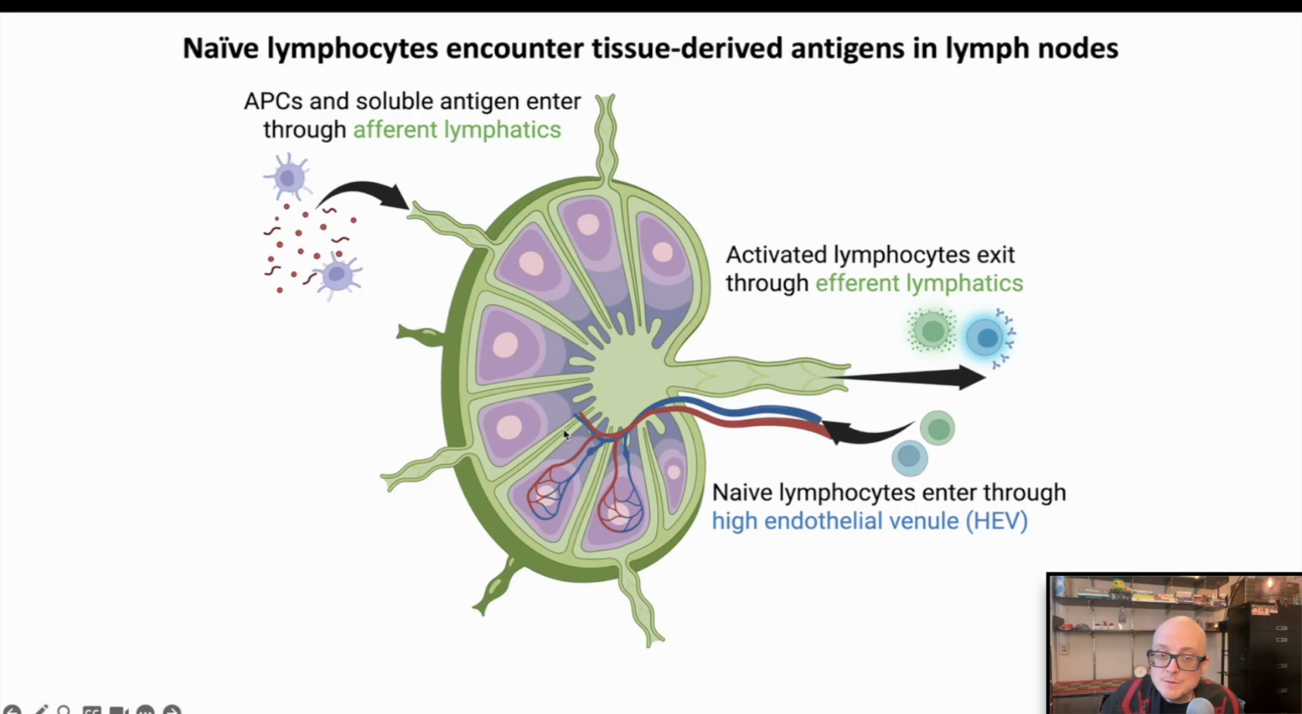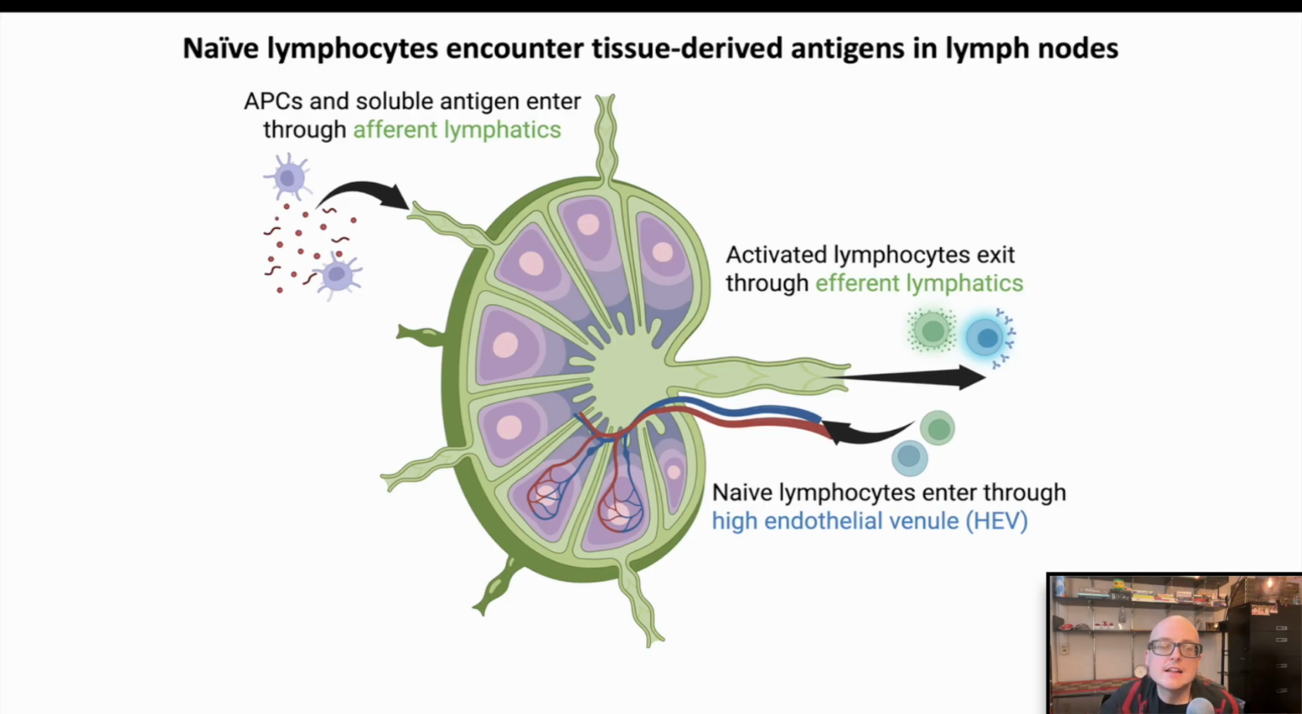But once they encounter antigen within the secondary lymphoid tissue, in this case the lymph node, they will become activated. And activated, or antigen-experienced, lymphocytes will then leave the lymph node through the efferent lymphatics. So something that's key on this slide is thinking about where and when different types of cells and antigen come into the lymph node versus where and when they leave. Just thinking about the flow of cells, the flow of information, essentially, in the process of an adaptive immune response.